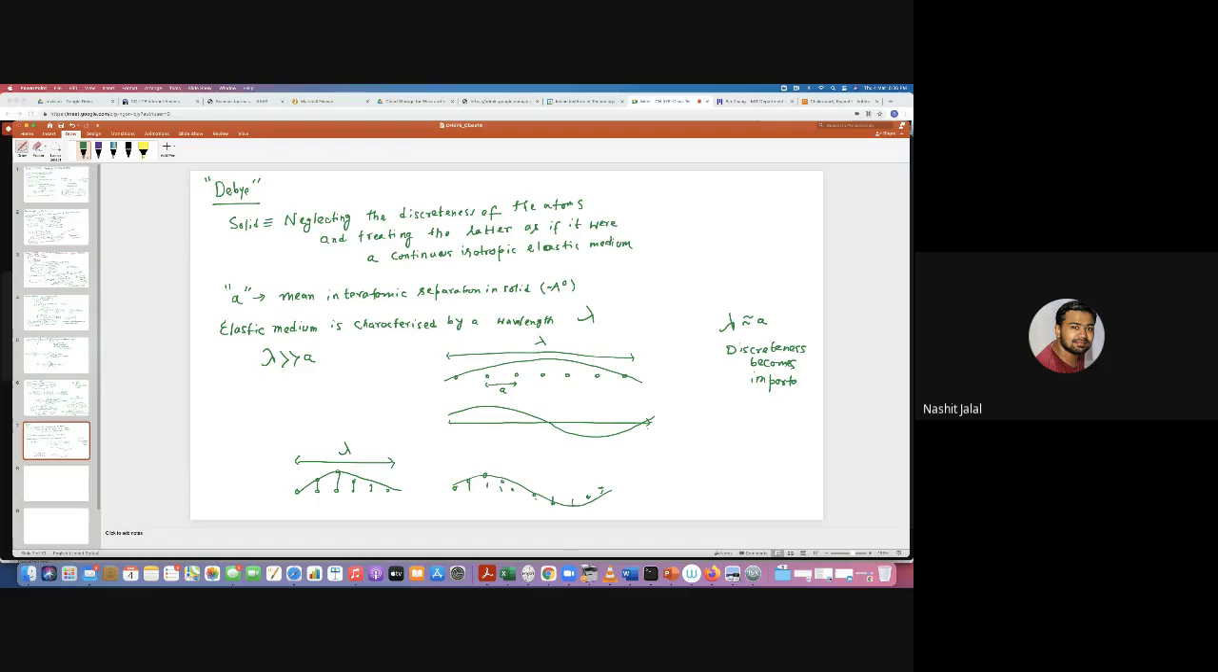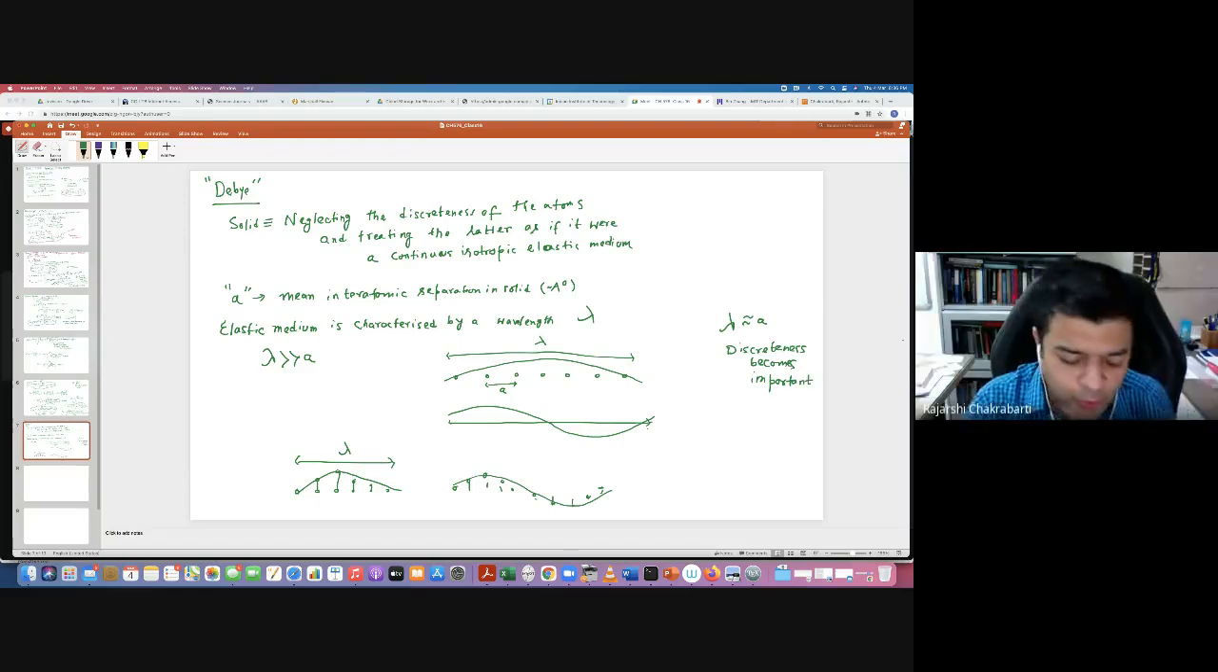Sir, can you define phonon again? Yes, phonon is like a collective oscillation. All these atoms are collectively oscillating, and there will be many modes of such collective oscillations, and each mode is like a phonon mode. So each mode is like an elastic wave.